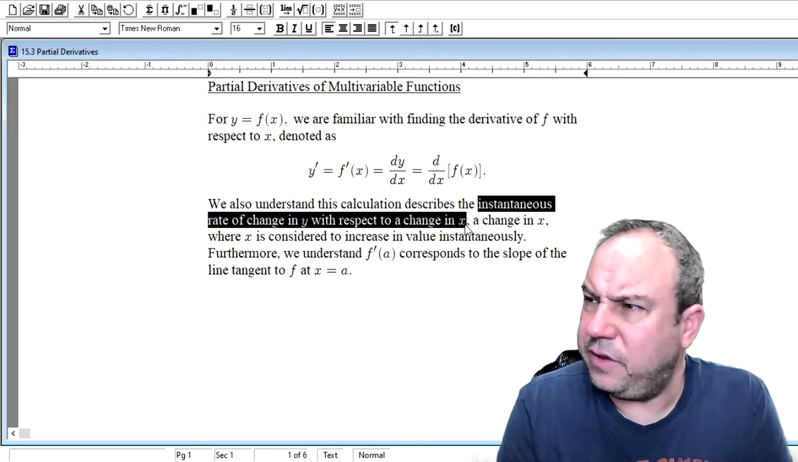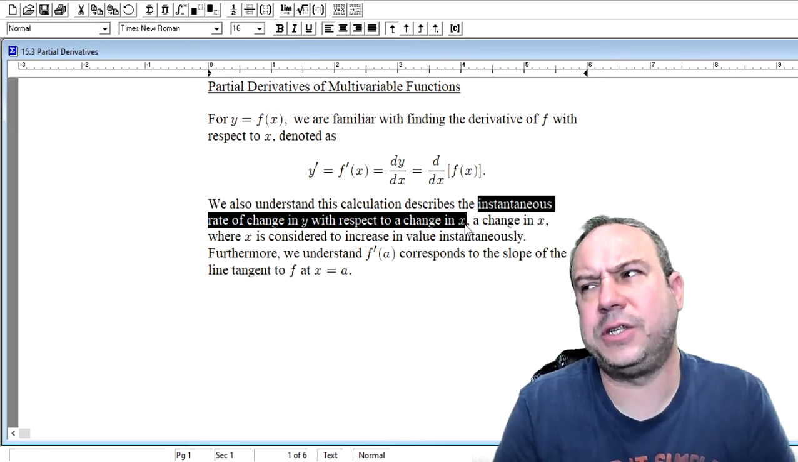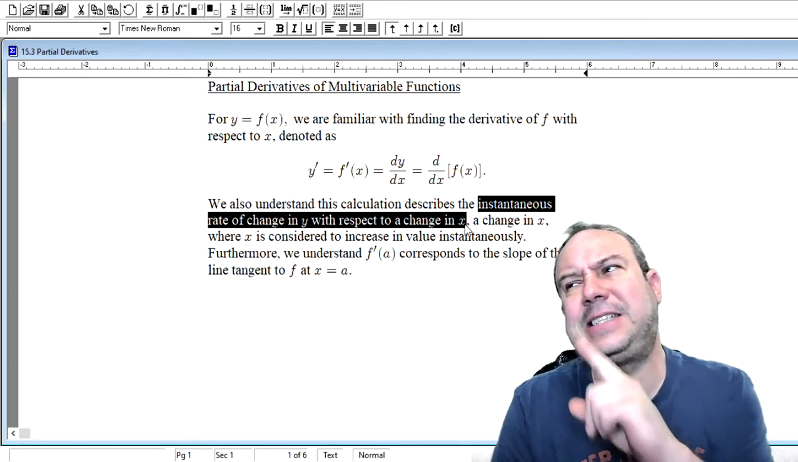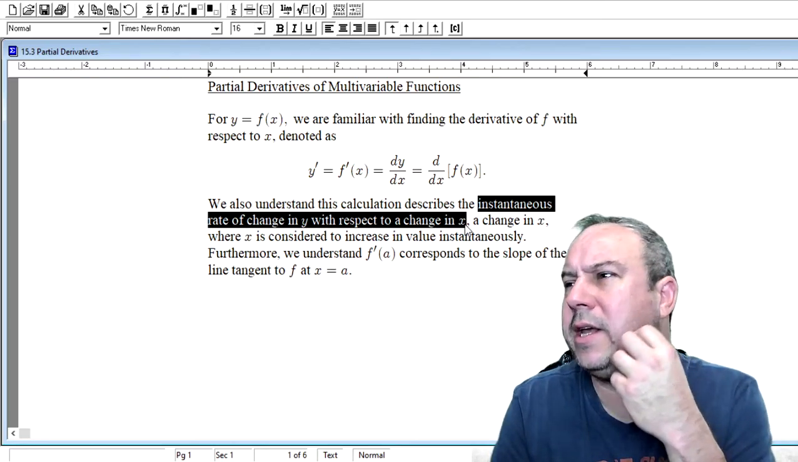Well, we're going to see a similar idea here with multivariable functions. Except we got one issue.